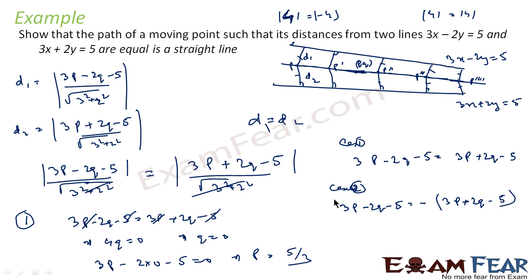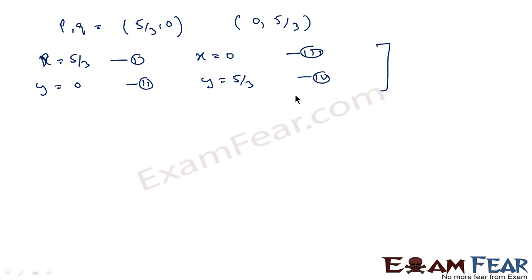Similarly for case 2, if you solve this, q gets cancelled, correct? So what you get is 6p is equal to 10, or p is equal to 5 by 3. If you put the value of p is equal to 5 by 3 in this equation, you get q is equal to 0. So we have two values of p and q.